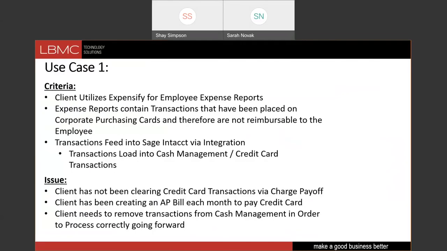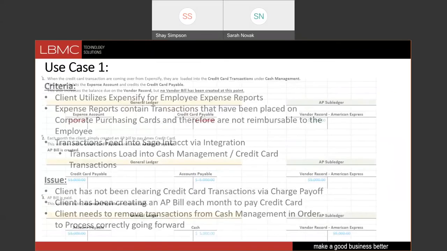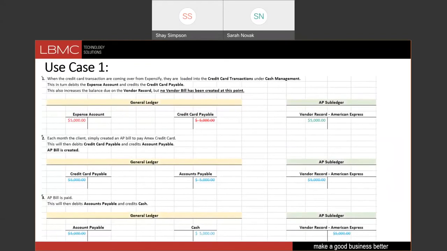Here is the issue. This particular client has not been clearing credit card transactions via a charge payoff, okay? What they have been doing is creating an AP bill each month to pay an American Express card. The client needs to remove transactions from cash management in order to process correctly going forward, okay? So let's look at this behind the scenes.